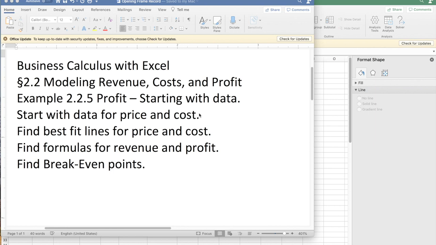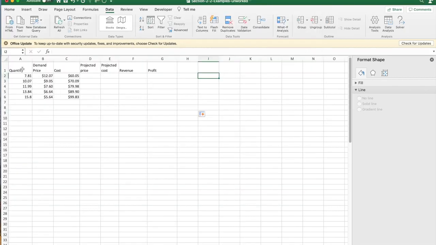Good morning. This morning we're looking at example 5, starting with data, out of section 2.2, modeling revenue, cost, and profit. We're going to start with data for price and cost, find formulas using best fit lines, use those formulas to find formulas for revenue and profit, and then find the break-even points.